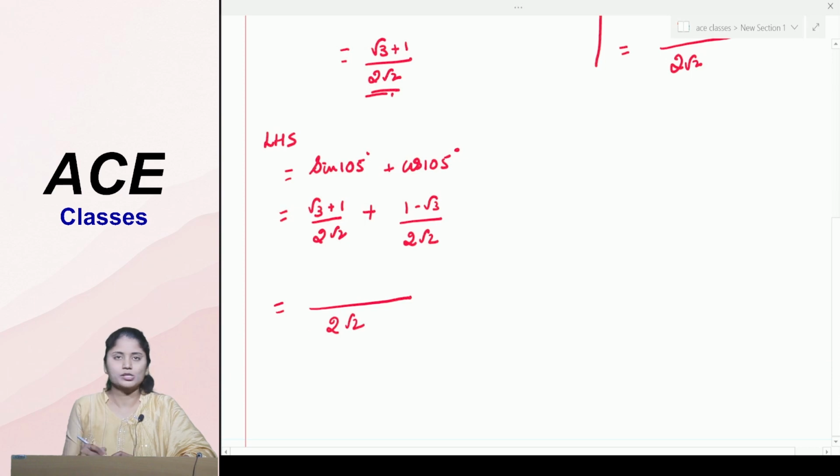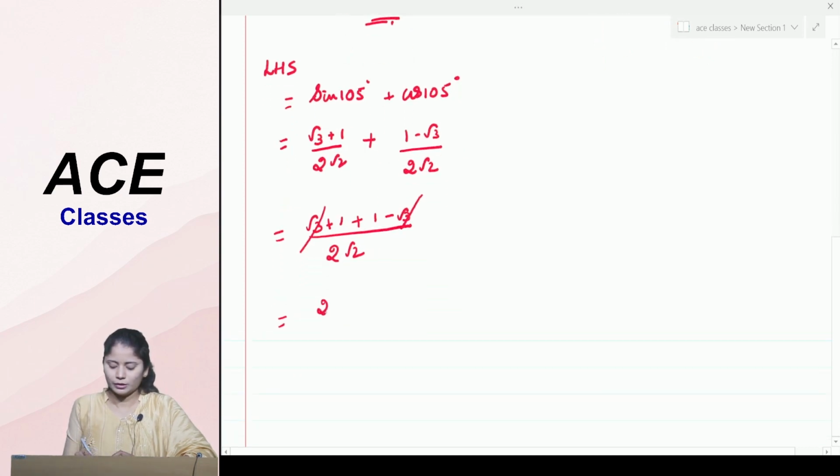So that is 2 root 2, your denominator. So root 3 plus 1 plus 1 minus root 3, plus root 3 minus root 3 will get cancelled. So this will be 1 plus 1 is 2, 2 by 2 root 2. So 2 ones, 2 ones, when I cancel it, this will be 1 over root 2.